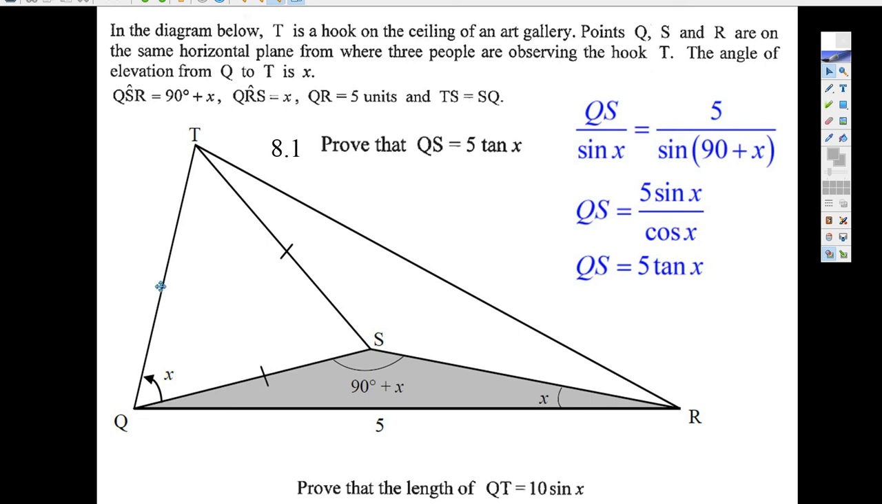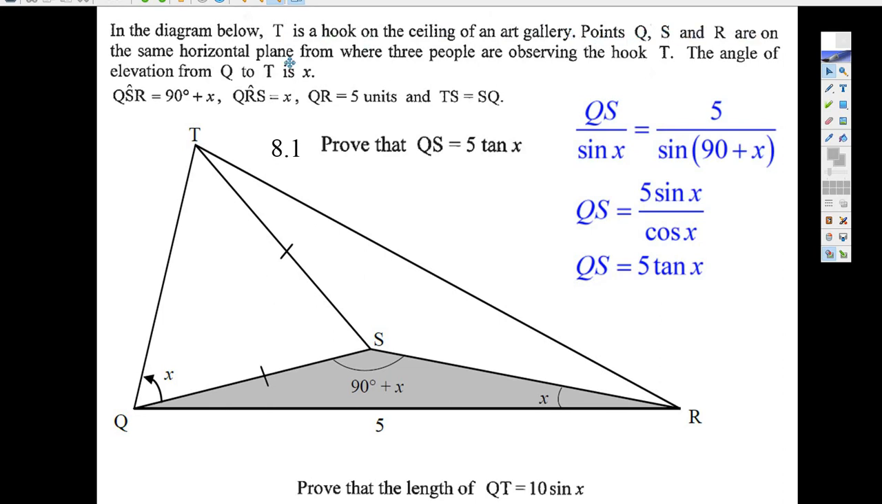Okay, this is, I think, the last trigonometry question, and they give you this big triangle that's in 3 dimensions. They tell you a few things. They say the point, well, let's just read it. Here we go. T is a hook on the ceiling of an art gallery. I didn't read all that. I just looked at the triangle.